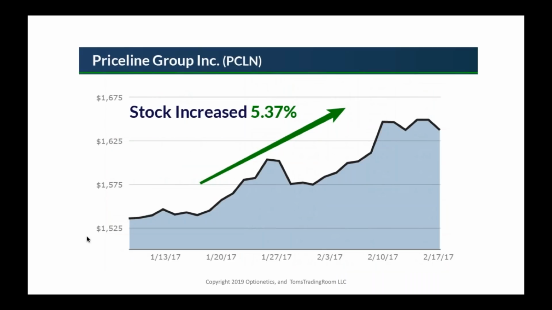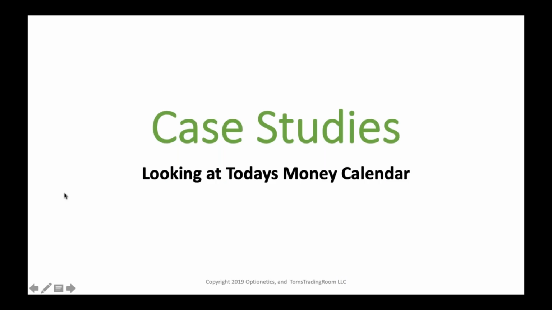Now, in this particular pattern, the stock actually increased over 5%. So if the stock increases 5%, that means my option could increase quite a bit more. And that's just the way it works over and over and over again. So rather than bore you with case study after case study on this thing, I thought what we could do is spend a few minutes looking at some case studies from today, or how about tomorrow? Let's look at tomorrow's case studies tonight.